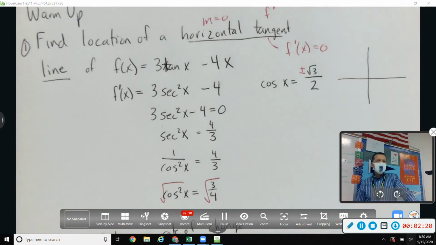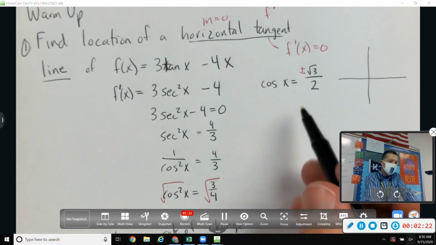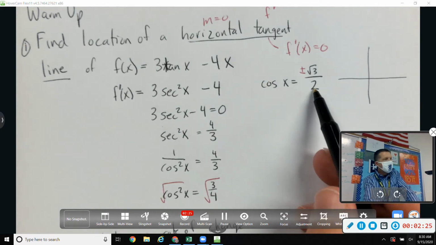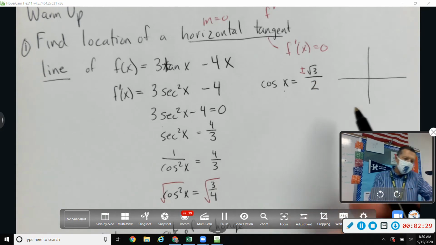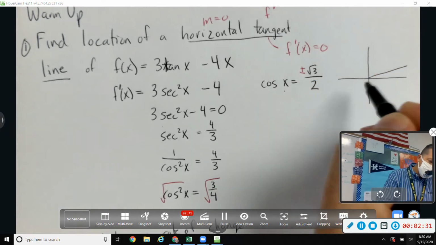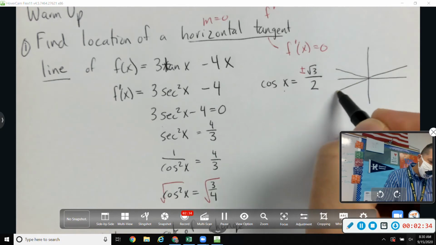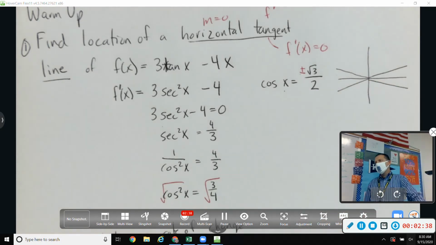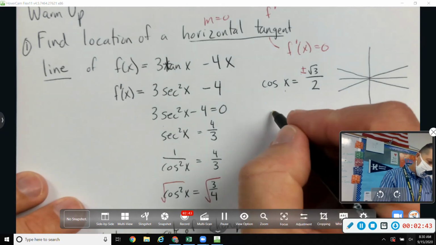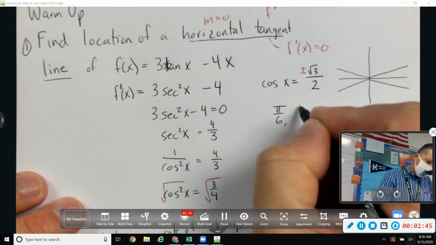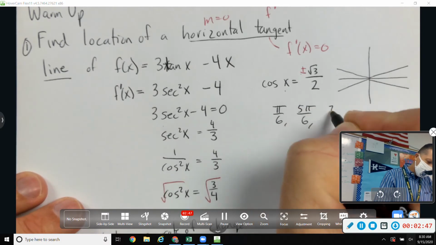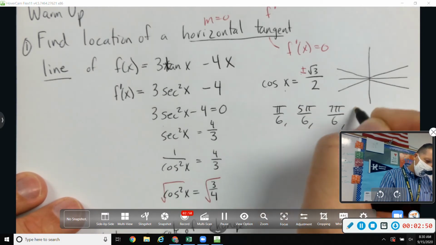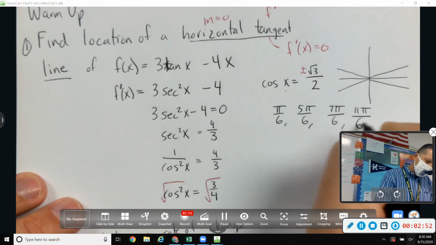Let's see, cosine is the x-coordinate. Root 3 over 2 is the long side. So I want to find the angles whose x-coordinate is the long side. So that would be all the shallow angles. And since plus or minus doesn't matter, I don't have to worry about that so much. So just all the over 6s. So pi over 6, 5 pi over 6, 7 pi over 6, and 11 pi over 6.